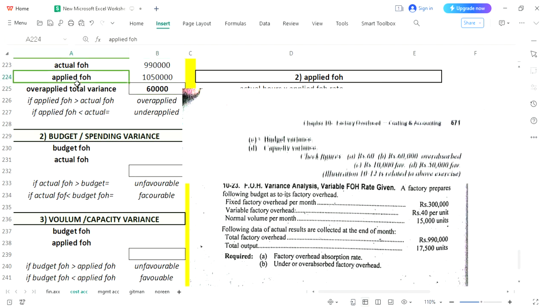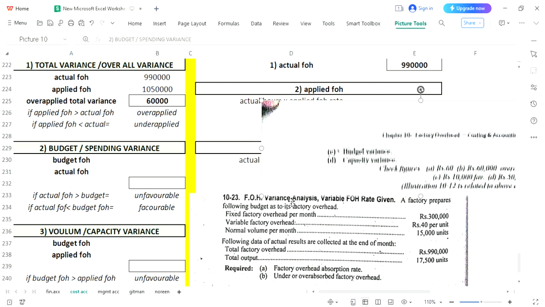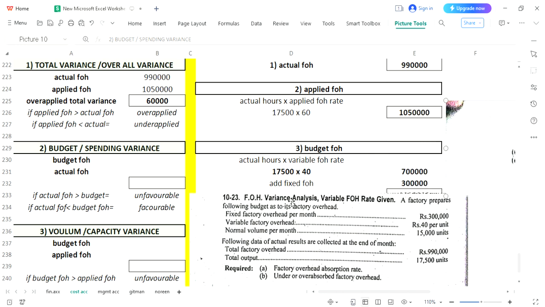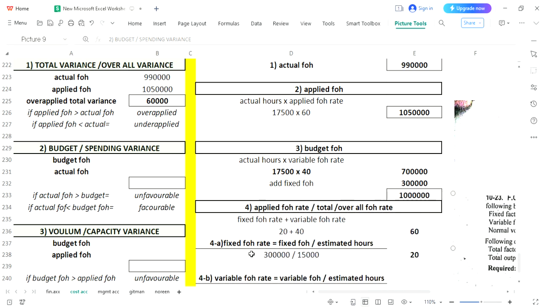We have also mentioned over applied. So that means the first part has been sorted out. It's time to see your second part. You will be calculating budget variance. Let's move it to the other side, and we will need them again to check the answers.